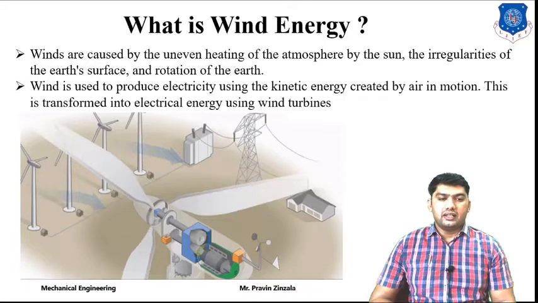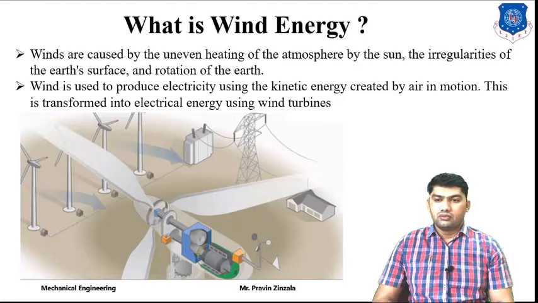Wind can be created due to temperature difference, and the temperature difference is caused by solar energy. So a density difference is created, and due to the density difference, wind flows, or air flows from one place to another place. So we say that it is wind. Wind means air in motion.